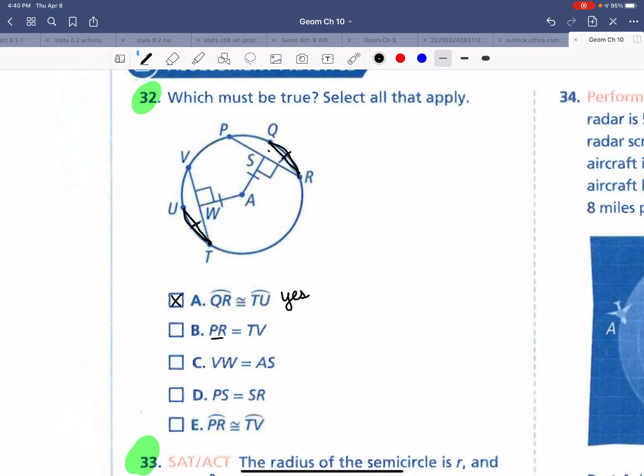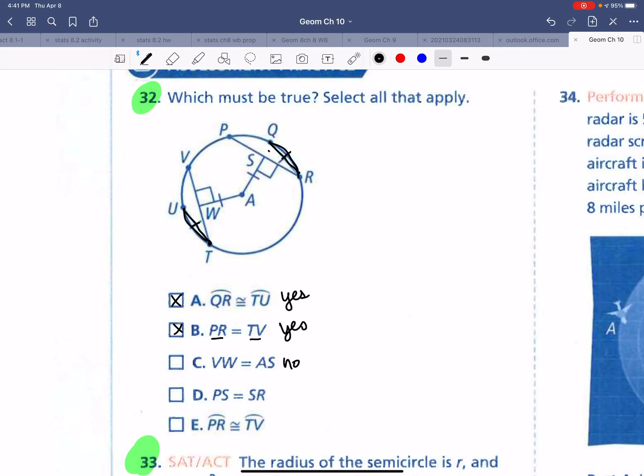Would PR equal TV? Yes, because they're the same distance from the center. So that was another one of our theorems. Would VW, half of our chord, be equal to AS? That's going to be no. Those are two different things. So I'm not going to pick that. They could be equal, but we don't know that.